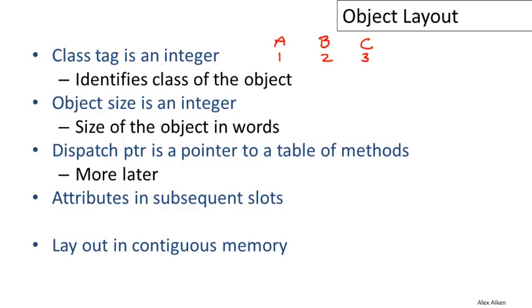And the other fields here: the object size is also an integer, which is just the size of the object in words. And the dispatch pointer is a pointer to a table of methods. So the methods are stored off to the side, and the dispatch pointer is a pointer to that table. We'll talk about this more later. And then all the attributes are laid out in the subsequent slots in some order that's determined by the compiler. So the compiler will fix an order for the attributes in the class, and then all the objects of that class will have the attributes of that class in the same order. And again, all of this is laid out in a continuous chunk of memory.